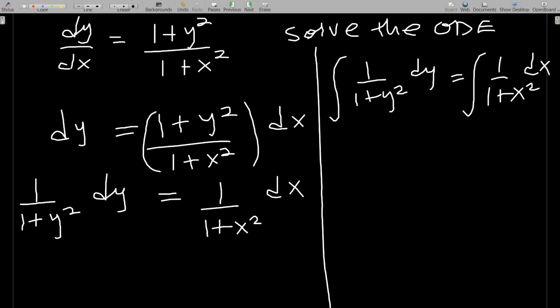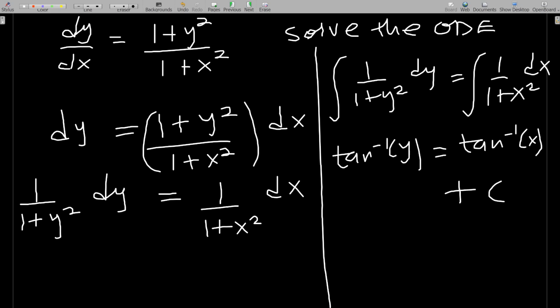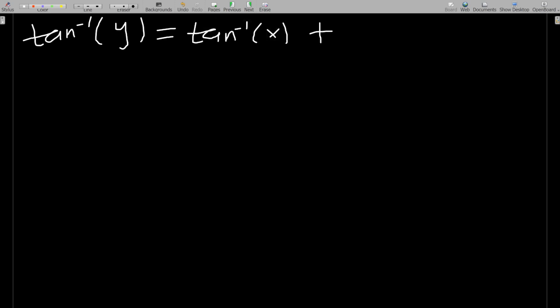Okay, now I'm quoting the formula here, and then I'll go through it with you. When you integrate 1 over 1 plus y squared dy, you get tan inverse of y, and the same happens to x, tan inverse of x, then all plus c. Now, like I said, you just add one c to the integration. So the final answer is tan inverse of y, or arctan y, equals arctan or tan inverse of x plus c. This is the solution.